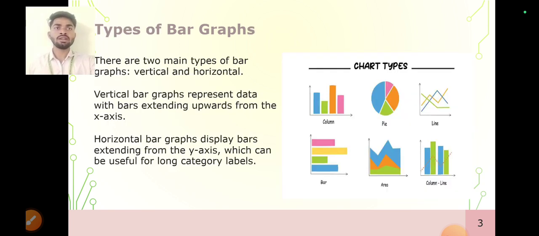Types of bar graphs. There are two main types of bar graphs, vertical and horizontal. Vertical bar graphs represent data with bars extending upwards from the x-axis. Horizontal bar graphs display bars extending from the y-axis, which can be useful for long category labels.